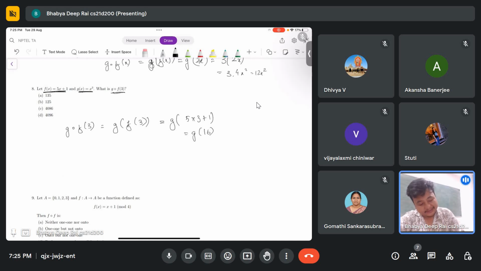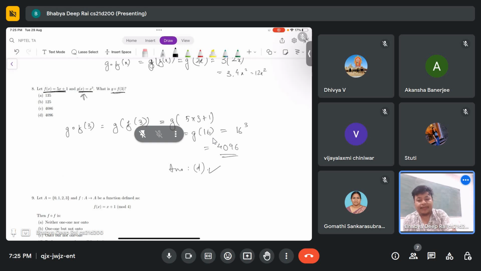Now, what is G of 16? By definition, G of x is x cubed, so G of 16 is 16 cubed simply, which is equal to 4096. So the answer is B. Good, yeah, that was correct.